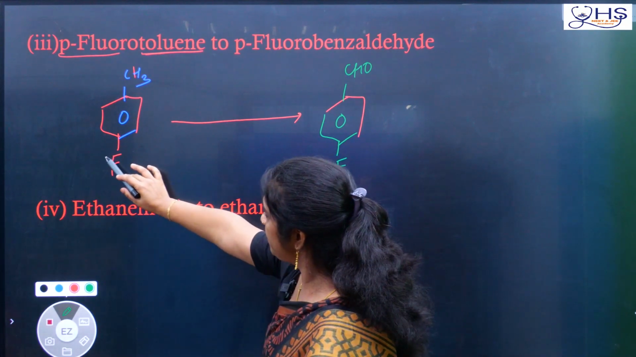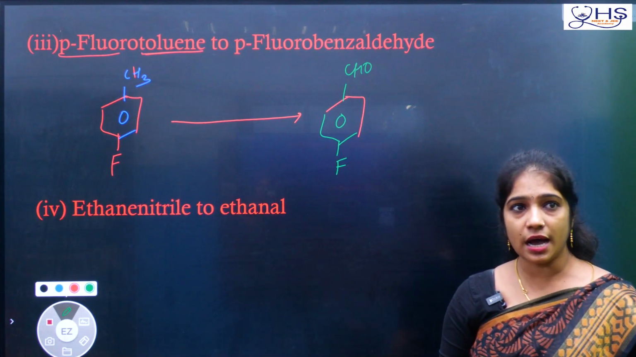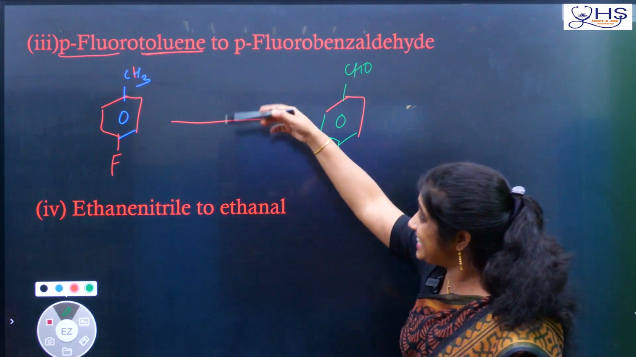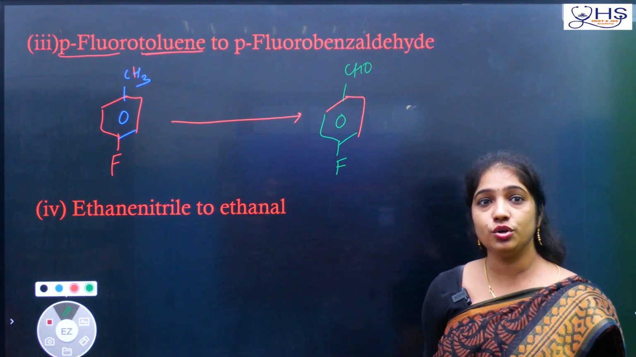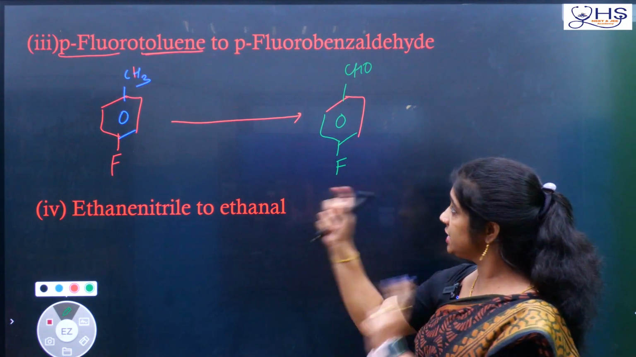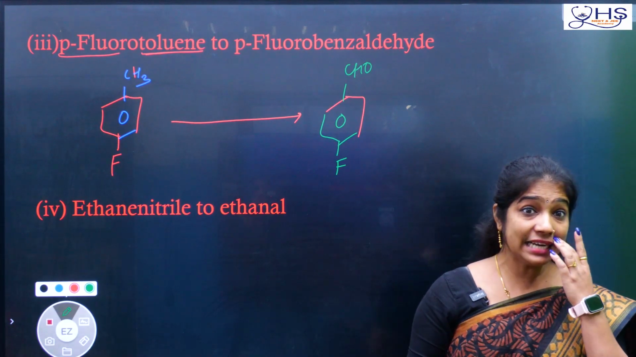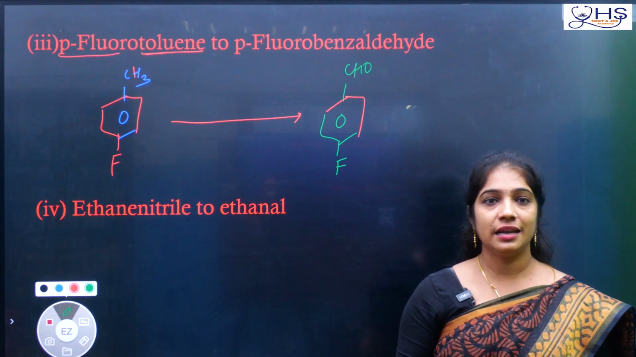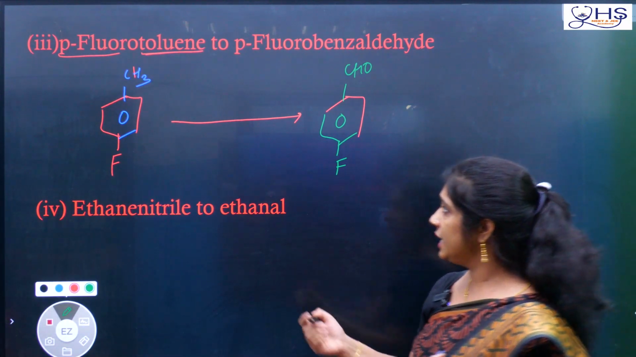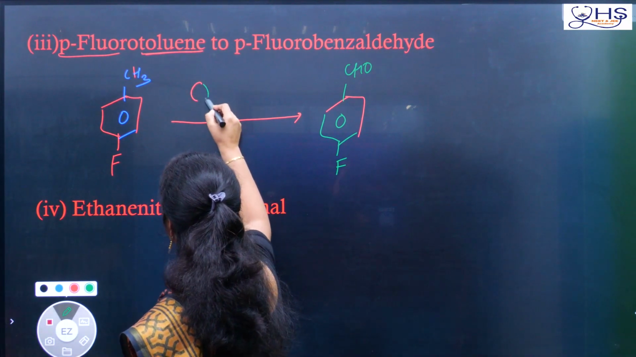From here to here, just observe what change is happening. Fluorine is the same, nothing changed. So the CH3 group is changed to CHO. We have just studied two methods which convert CH3 into CHO. One is the Etard reaction. Another is similar to the Etard reaction, using chromic oxide and acetic anhydride. Any one reagent you can write. I am writing the Etard reaction.